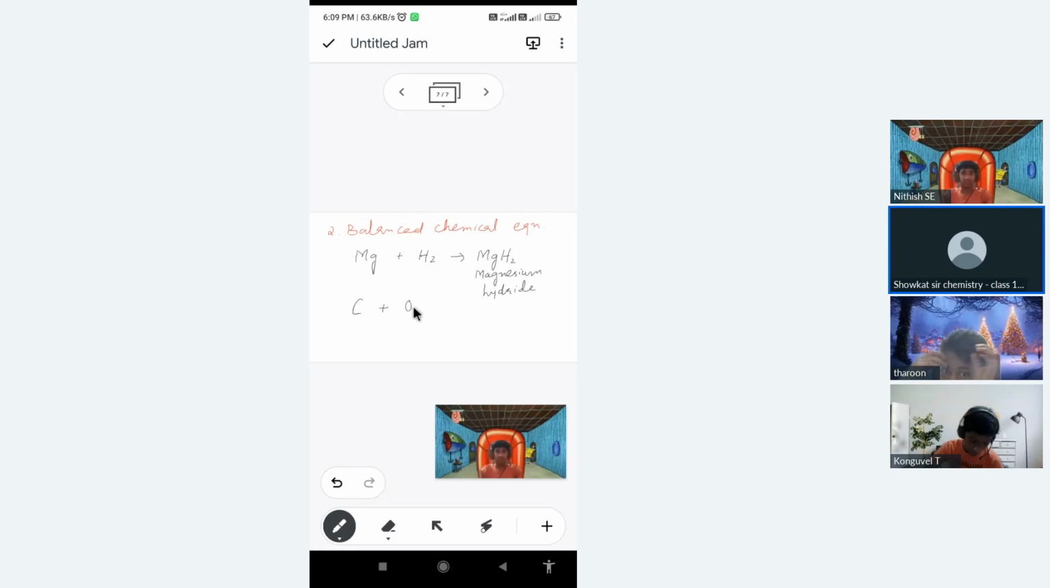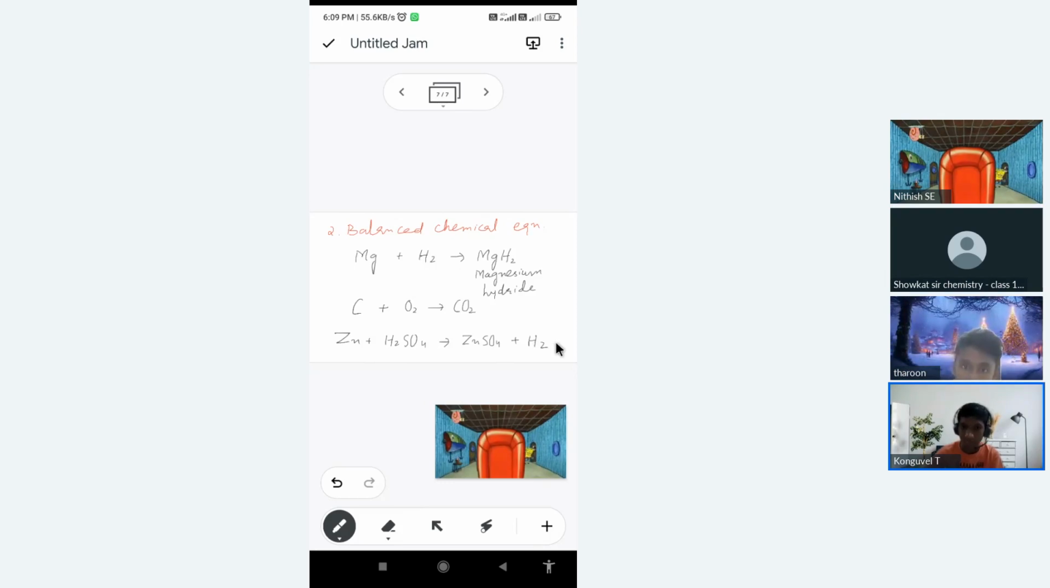For example, carbon reacts with oxygen. It forms carbon dioxide. Is it balanced or not? Yes, sir, it is balanced. Exactly. If I write here zinc reacts with sulfuric acid, H2SO4, it forms zinc sulfate, ZnSO4, and also hydrogen gas. Can you tell me, is it balanced or not? Sir, it is balanced.